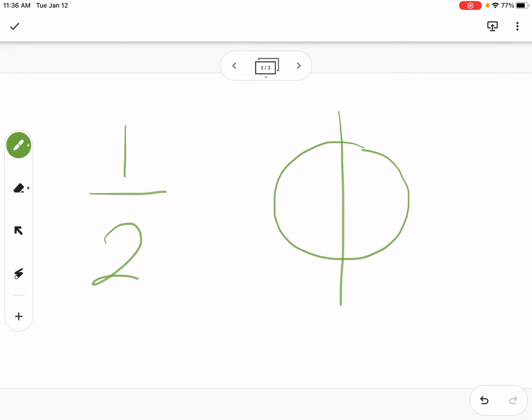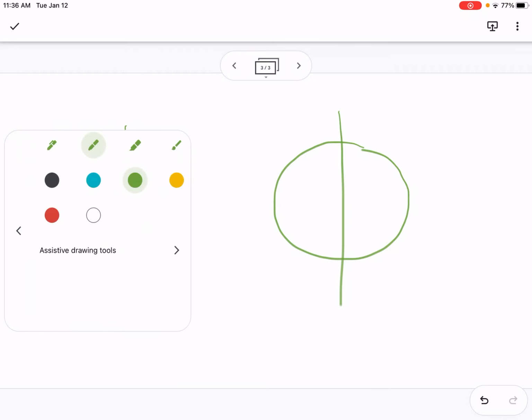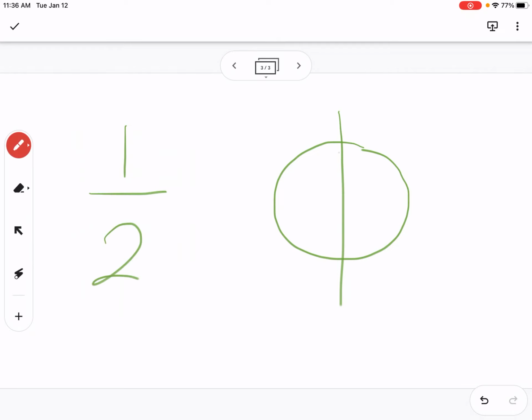If I asked you now, how many parts are there that the pizza has been cut into? Your answer would be 2. There are 2 parts that the pizza has been cut into. The first part is here. The second part is there. So the number 2 that we're talking about is right there.